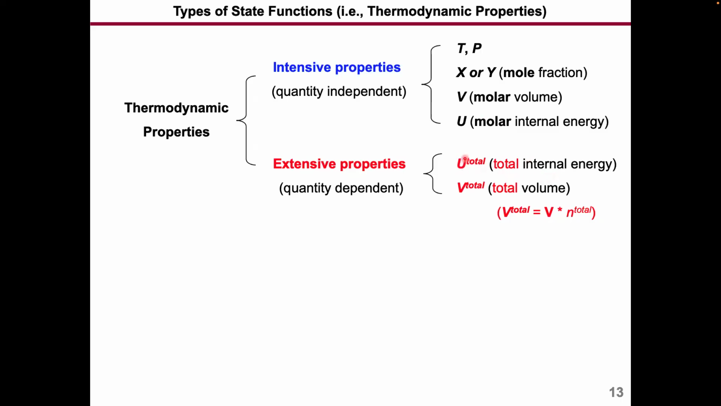So in that case, we usually use U total to represent the total internal energy, right? So basically taking U times the moles of this species, or V total. V total is the total volume of your system. So it's going to be your molar volume times the total moles of the species within the system, right? So these are extensive properties, they depend on the moles of the species that you have in the system. And intensive properties don't depend on the moles of the species that you have in the system, okay?